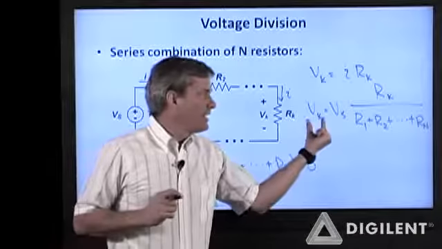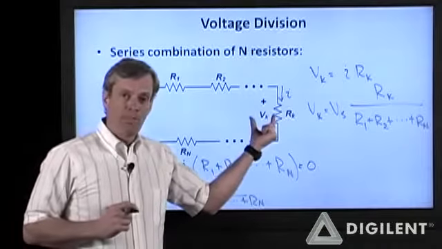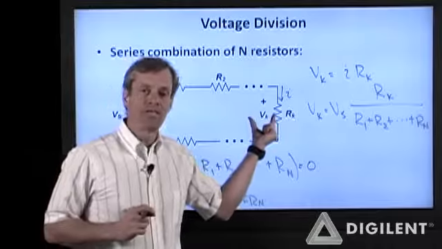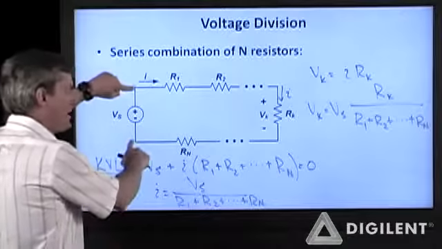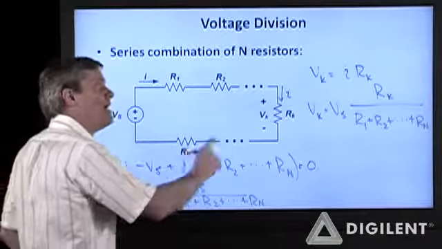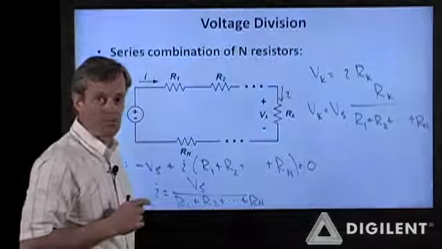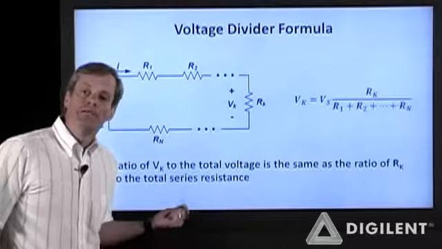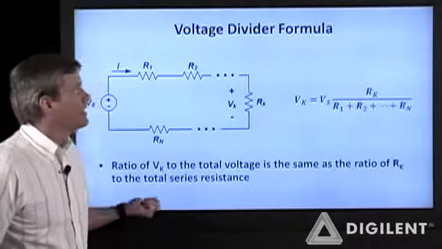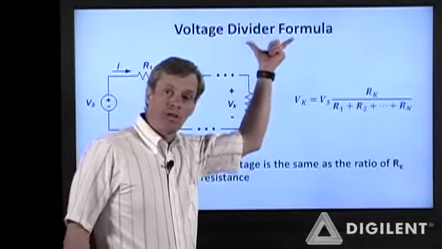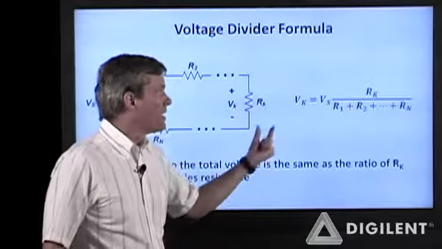What this is telling us is that the voltage drop across the kth resistor is in the same percentage to the total voltage drop as this resistance is to the total resistance. That point is important enough to reiterate again. This is what is called our voltage divider formula.